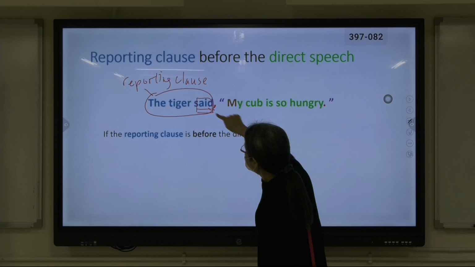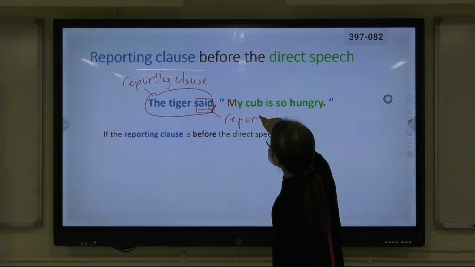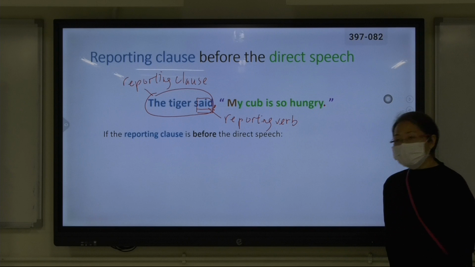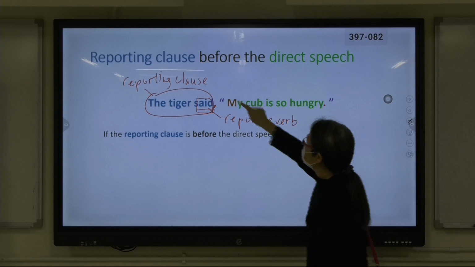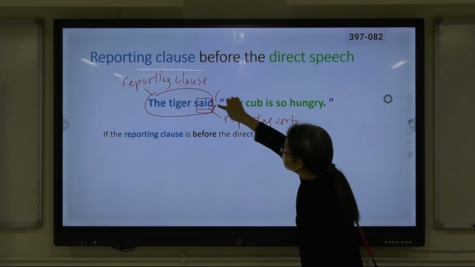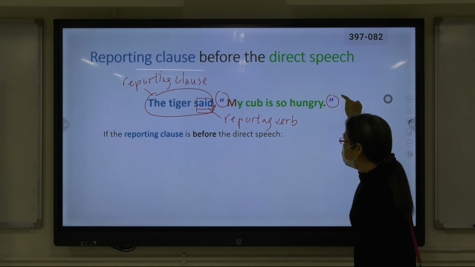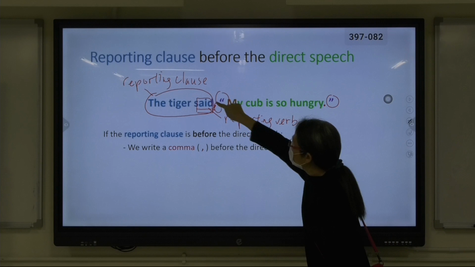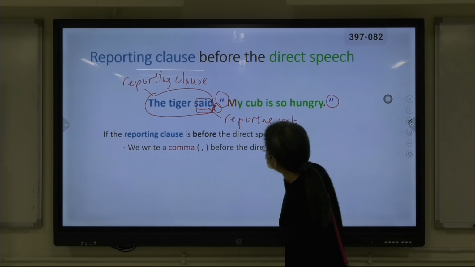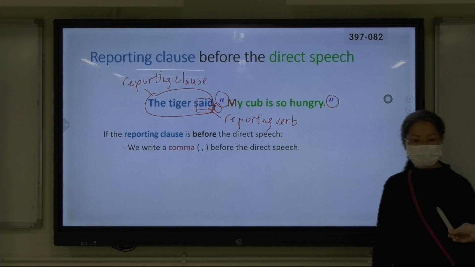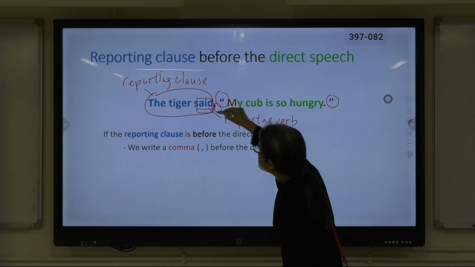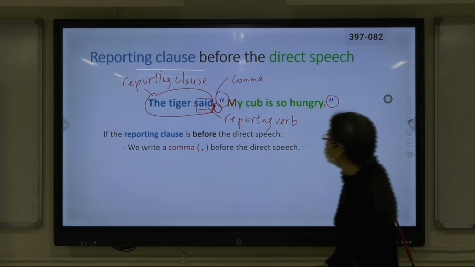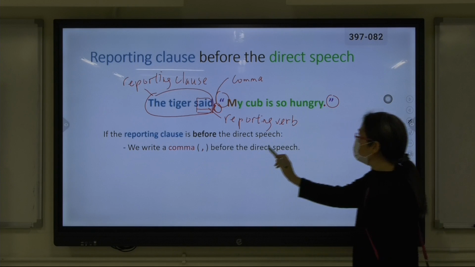And this set is the reporting verb. In direct speech, we'll use punctuation, the quotation marks, and also a comma. This is the comma. We'll use a comma before the direct speech.